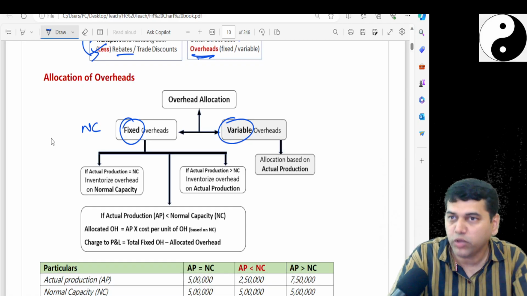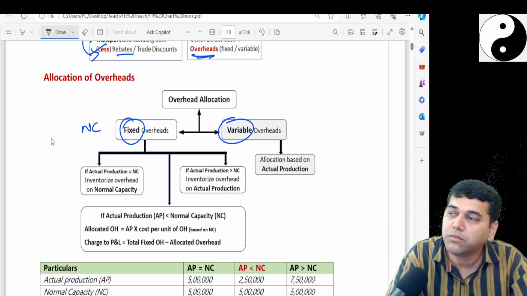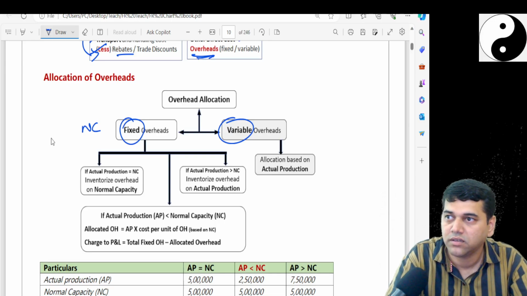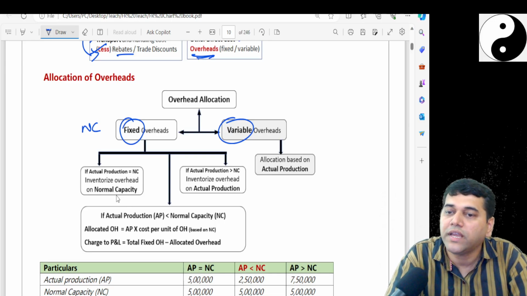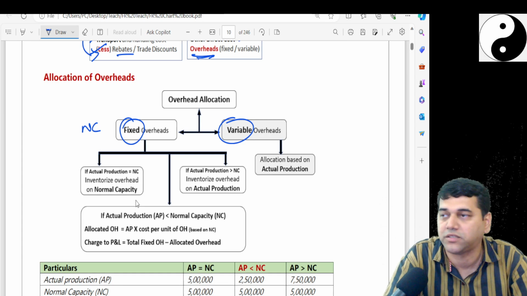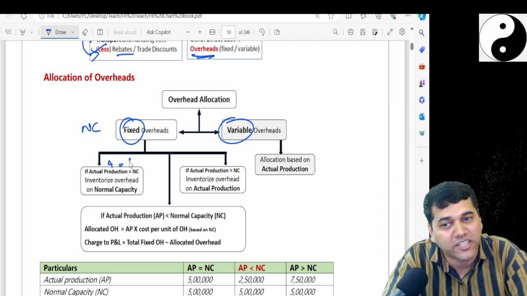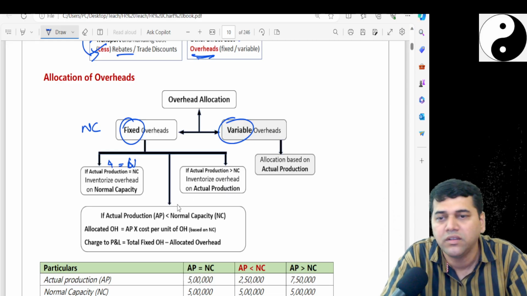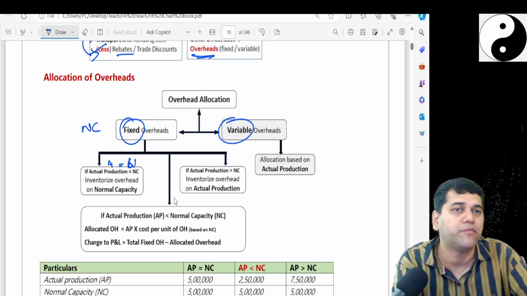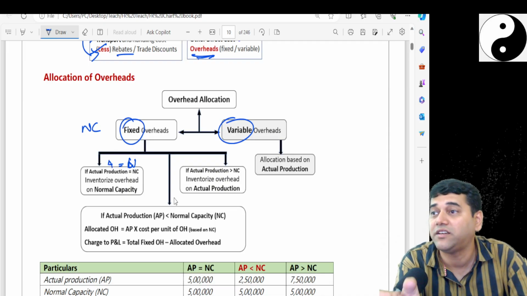See, normal capacity is like an expectation. You can work up to expectation, or more than expectation, or you may work less than expectation. If your actual production, that is your actual performance, is equal to expected performance, normal capacity, then you distribute based on actual performance or normal capacity. It doesn't make any difference at all.